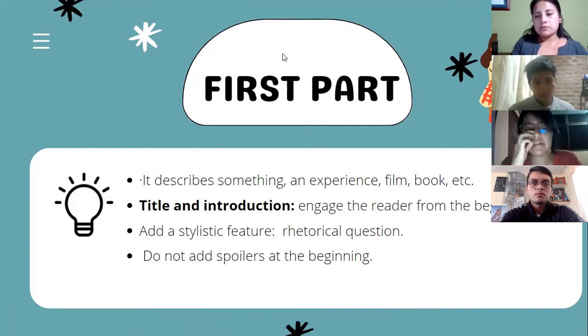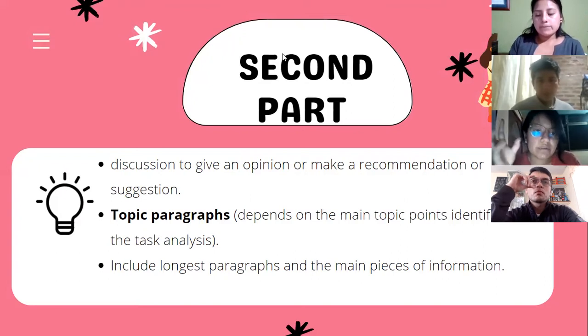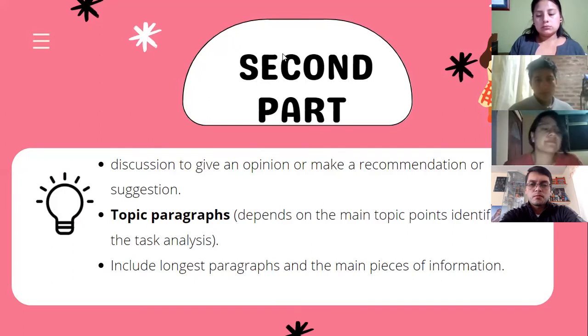The second part, finally, is to discuss, to give ideas, to give maybe an opinion or a recommendation to make the reader, if it's a film, watch that film. Here, we are going to identify some topic paragraphs as in the instruction at the beginning that is going to help us to write the main points about it. Including the longest paragraphs and the main pieces of information is also very useful in this part. So then we can include conclusions and recommendations. Do you like it? Do you not? Do you recommend it or not? That's all.